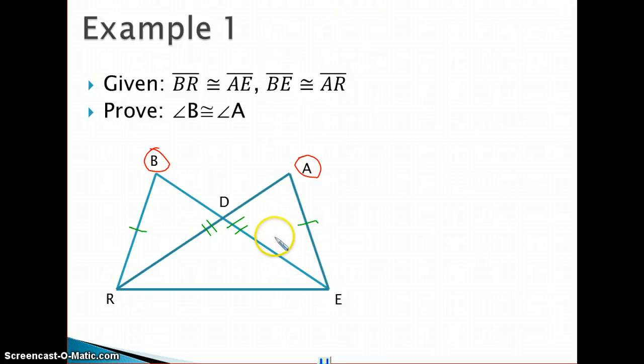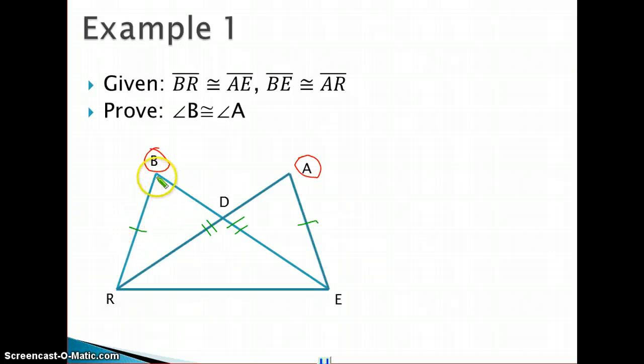From here, there's a couple different triangle pairs that I could potentially pick. I could pick triangle BDR and triangle ADE. They do have the two pairs, or parts of the sides anyway, that are congruent, but I can't easily see a way to prove that those two triangles are congruent. There is another pair of triangles that is a little more apparent with what I've got.